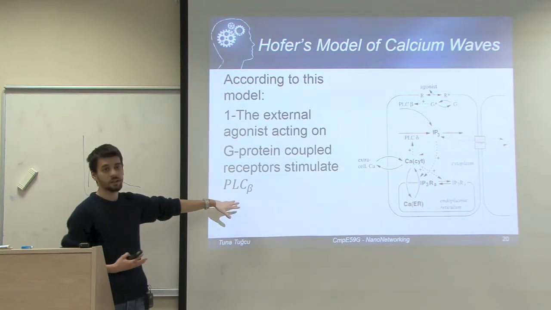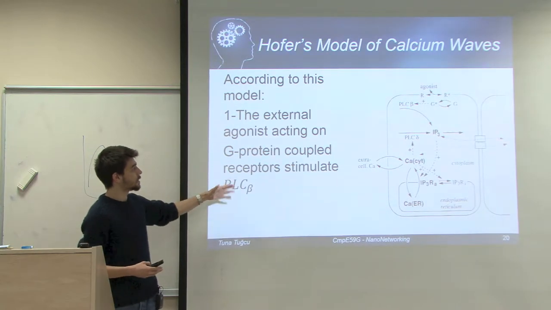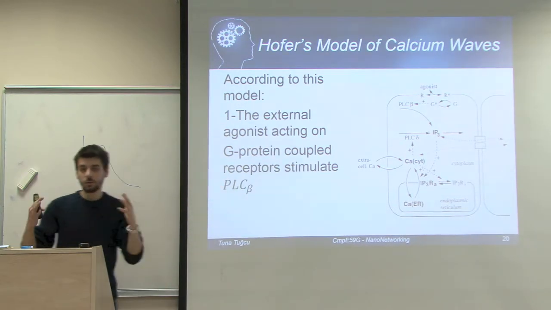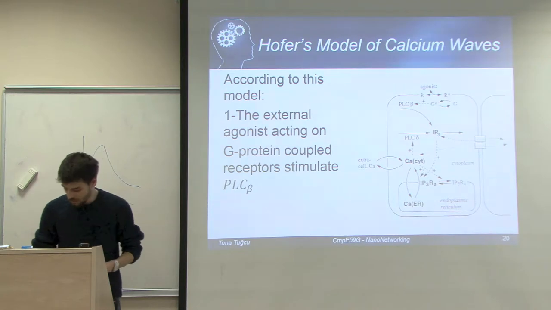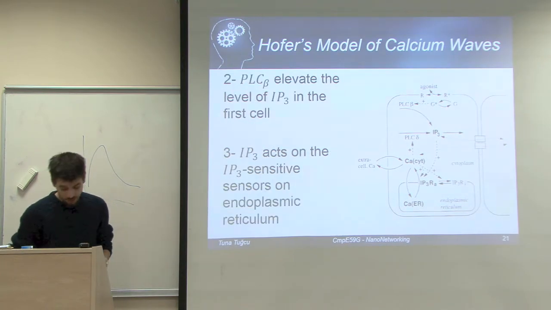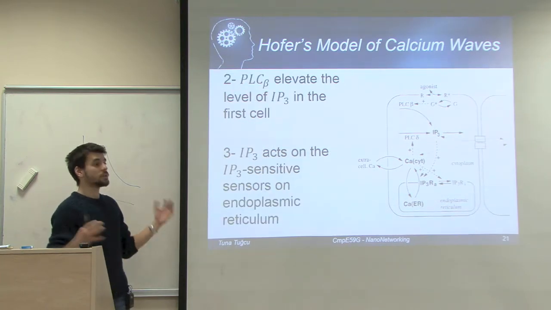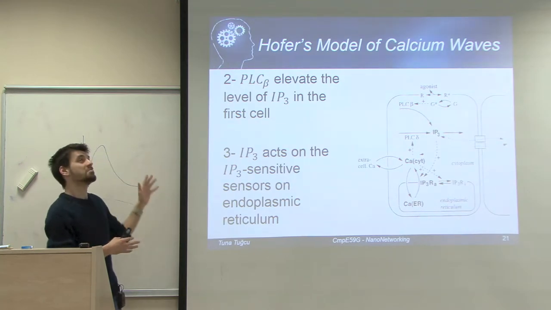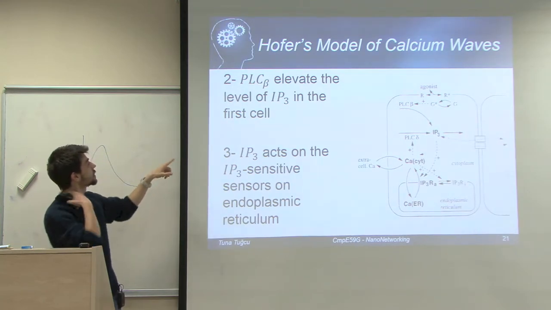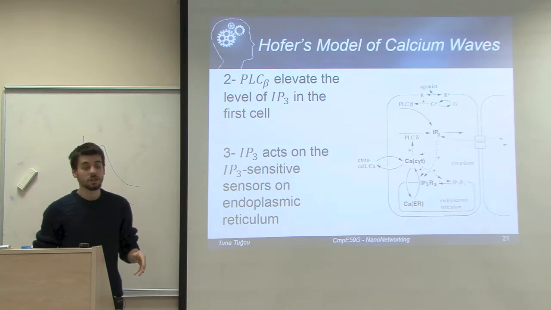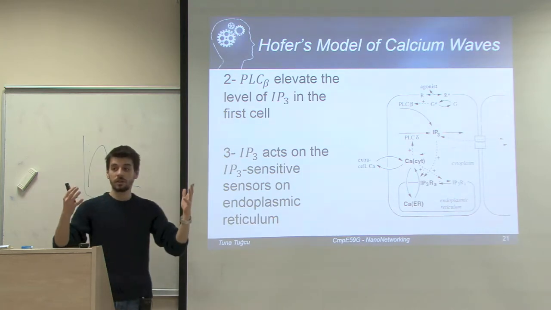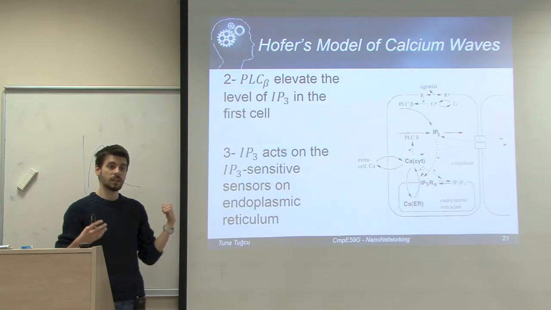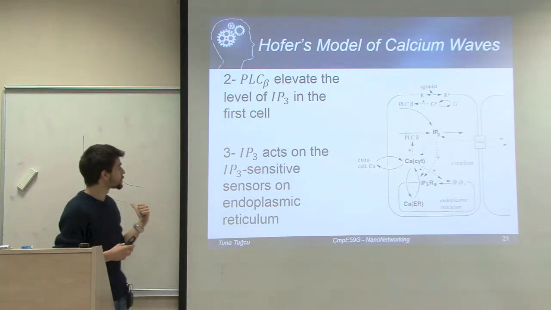called PLC beta. So when this PLC beta is stimulated, the level of PLC beta is increased in the first cell. PLC beta elevates the level of IP3 in the first cell. Thus, we have an elevated level of IP3 in the first cell, as you have seen in the animation before.